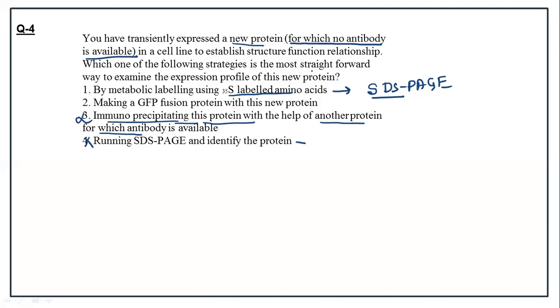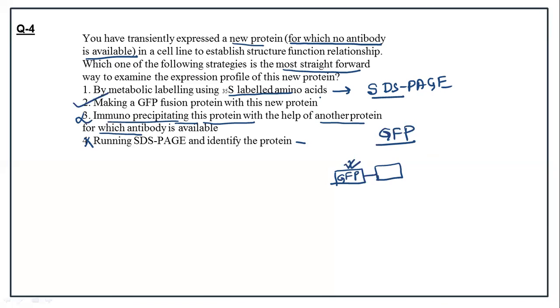The most straightforward way to examine this is by making a GFP fusion protein with the new protein. GFP, green fluorescent protein, is used as a reporter gene in different experiments. If the new protein is GFP-tagged and the GFP is expressed, then you will know that your new protein is also present there, and from that you can analyze the new protein.